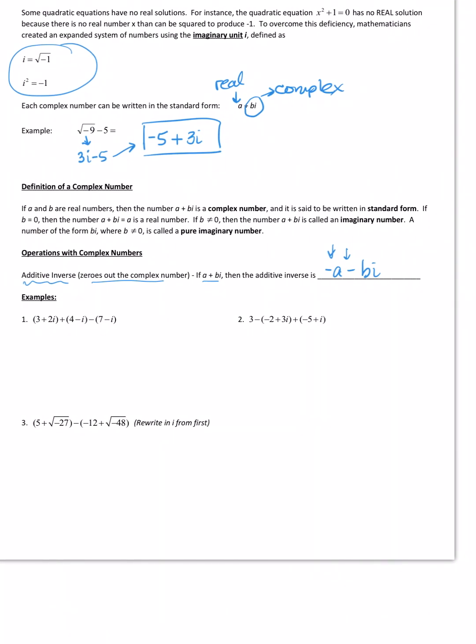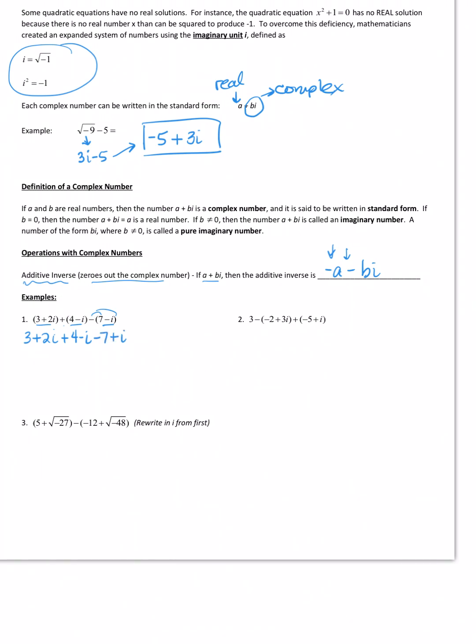So look at this example. I have complex, complex, complex, and I'm combining them with adding and subtracting, right? So the first thing I want to do is get rid of the parentheses. So distribute whatever I need to. So this will be 3 plus 2i plus 4 minus i. Here I need to distribute, so it'll be -7 plus i.